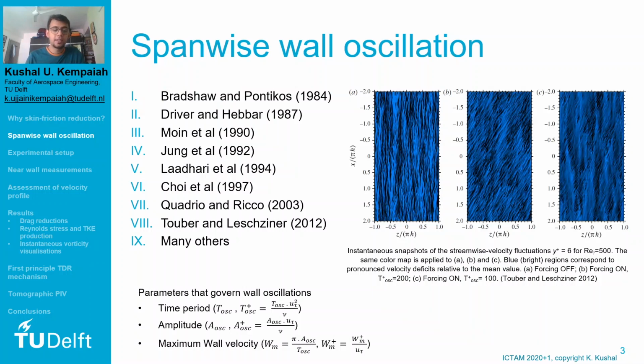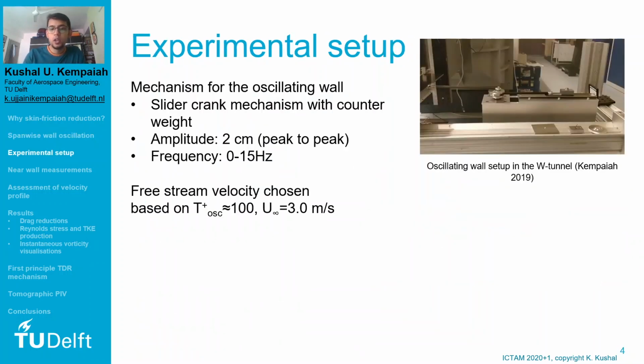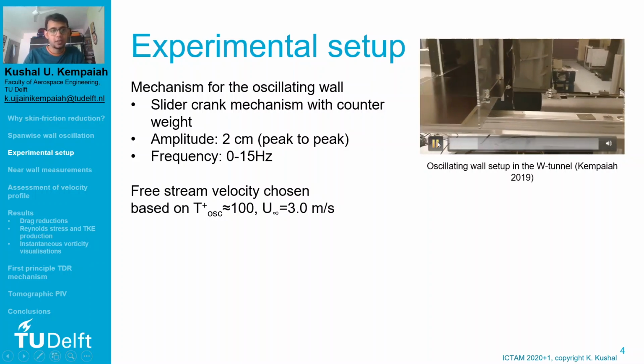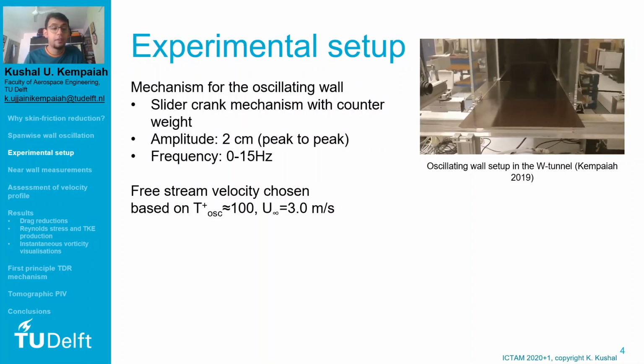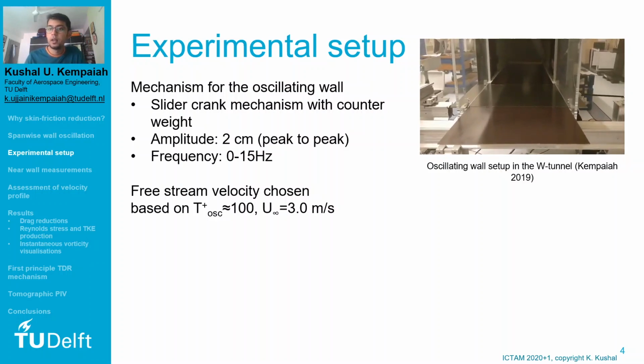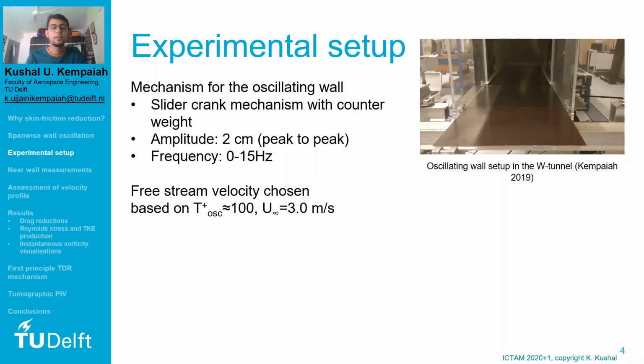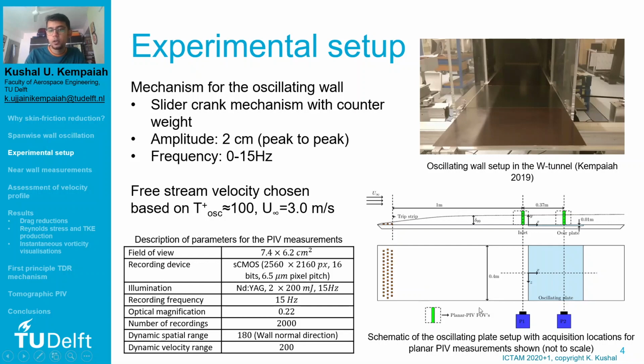With these aims in mind, an experimental setup was designed which consisted of a slider crank mechanism to balance the whole system. The system was able to oscillate at an amplitude of 2 cm and a frequency between 0 and 15 Hz. With these mechanical limitations, a free stream velocity had to be chosen to achieve a T plus of about 100, for which a free stream velocity of 3 meters per second was chosen. The figure on the right shows a schematic of the acquisition locations and the experiment. To trip the boundary layer, Lego strips were used, which provided a thick turbulent boundary layer.